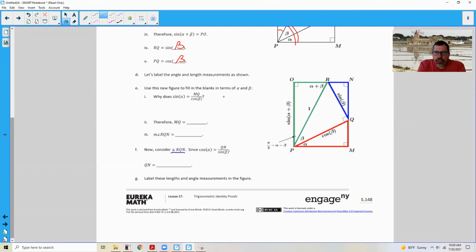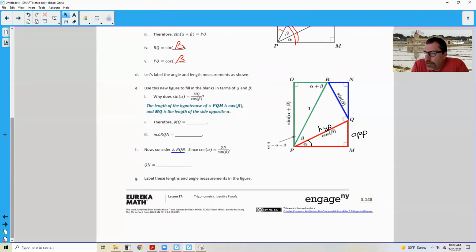Why does the sine of alpha equal MQ over cosine beta? So alpha is right here. The sine of alpha is opposite over hypotenuse. The opposite is MQ. The hypotenuse is cosine beta, so MQ over cosine beta. Putting it into words, the length of the hypotenuse of triangle PQM, the red triangle, is cosine of beta. And MQ is the length of the side opposite alpha, and therefore the sine is opposite over hypotenuse, or MQ over cosine beta.